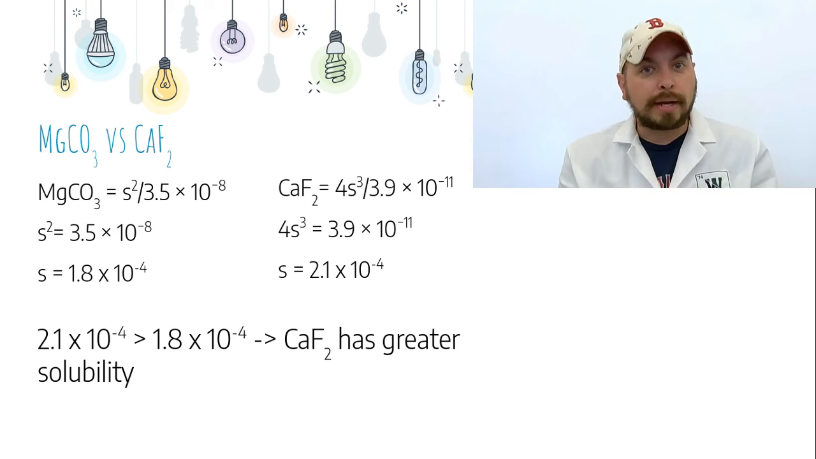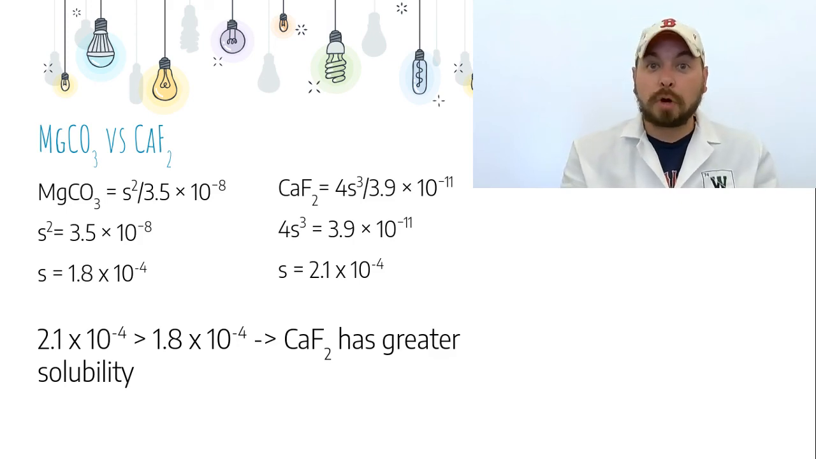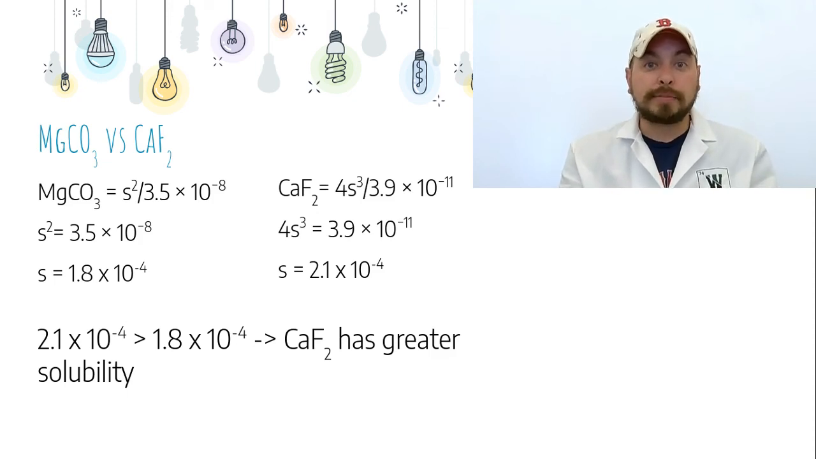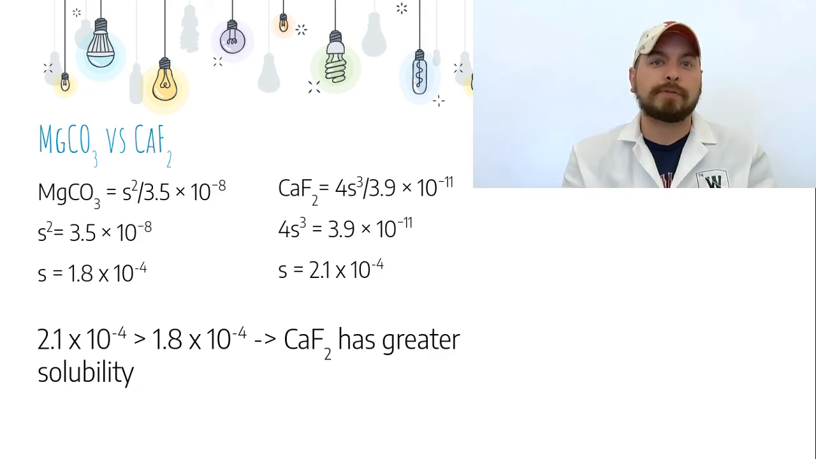When I do that, the s value that I get is 2.1 times 10 to the negative 4th, which is actually greater than the solubility of my magnesium carbonate. 2.1 times 10 to the negative 4th is greater than 1.8 times 10 to the negative 4th. That means that the calcium fluoride, even though it has a smaller Ksp, has a greater molar solubility. This is, again, why we cannot use Ksp to determine relative solubilities if the 2 compounds have different numbers of ions. You have to solve for s.